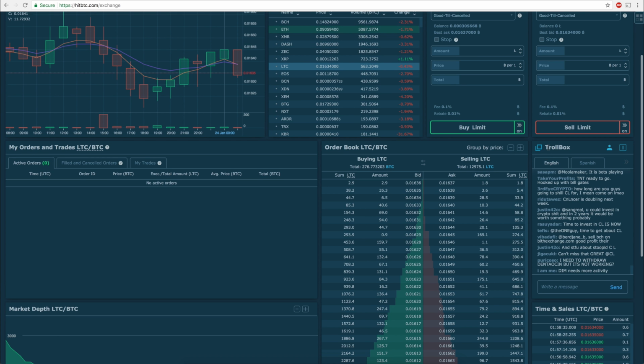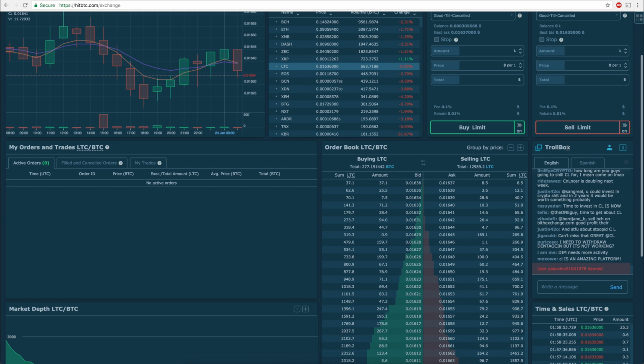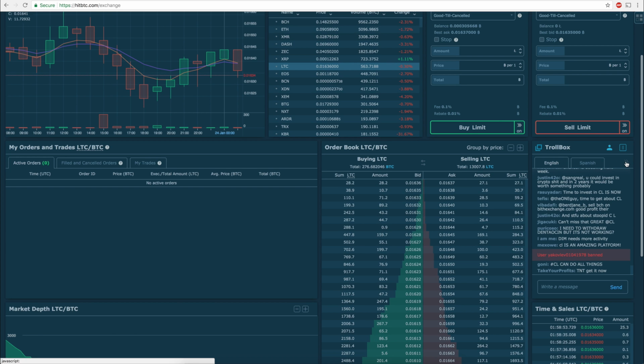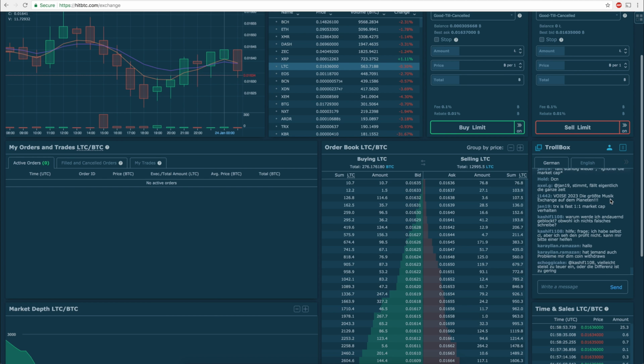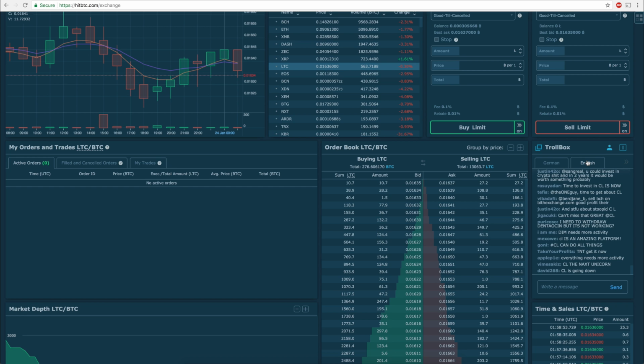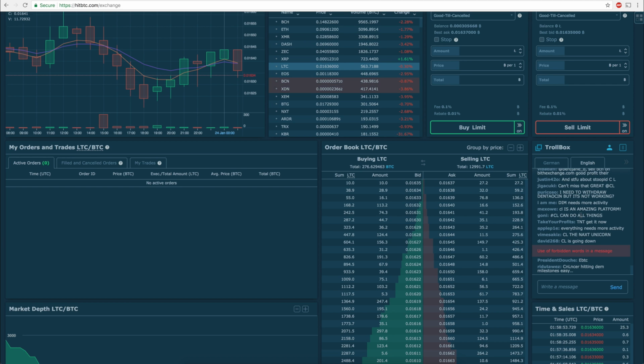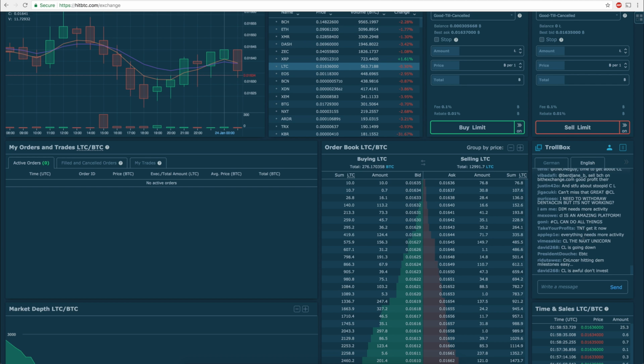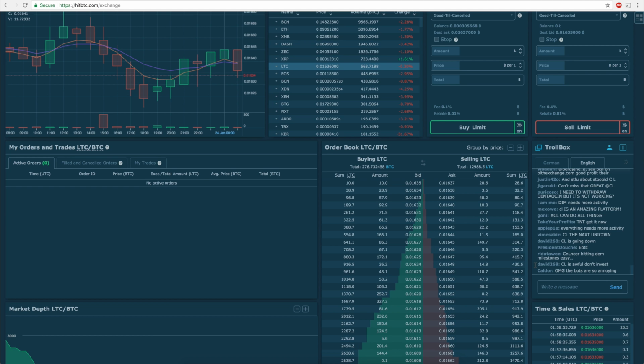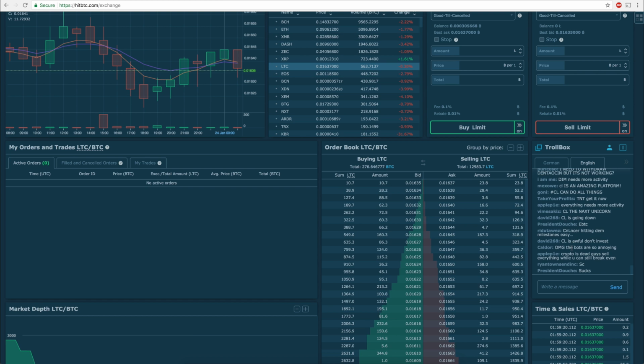Then you have the troll box, which is basically just the chat. And then here you can switch between languages. So if you're German, you can go to the German one and you can read everything in German, just like a lot of the other languages. I speak English, so I'm going to go into the English chat. I would recommend not buying everything that people here talk about, because often a lot of people try to pump a coin so they can dump it later. So just take all the recommendations here with a grain of salt.